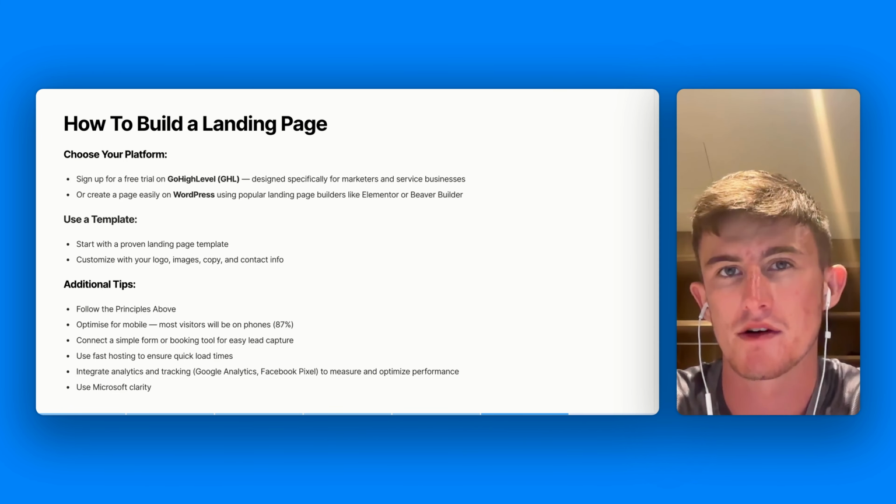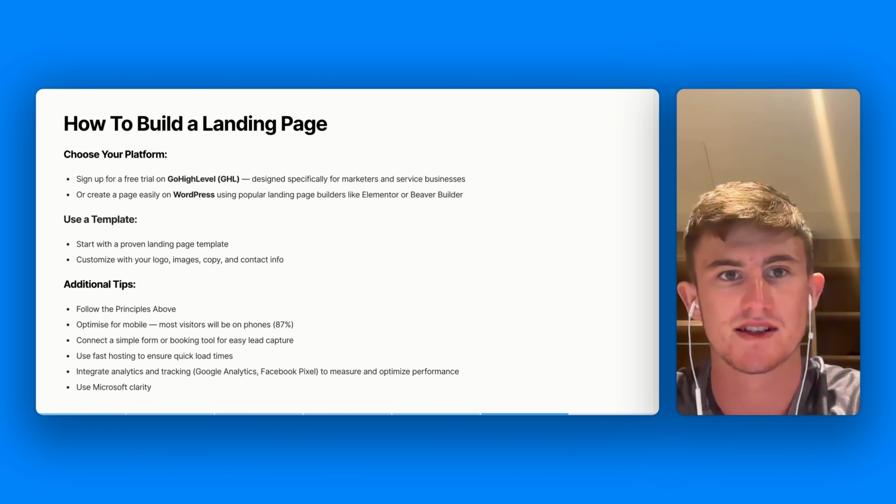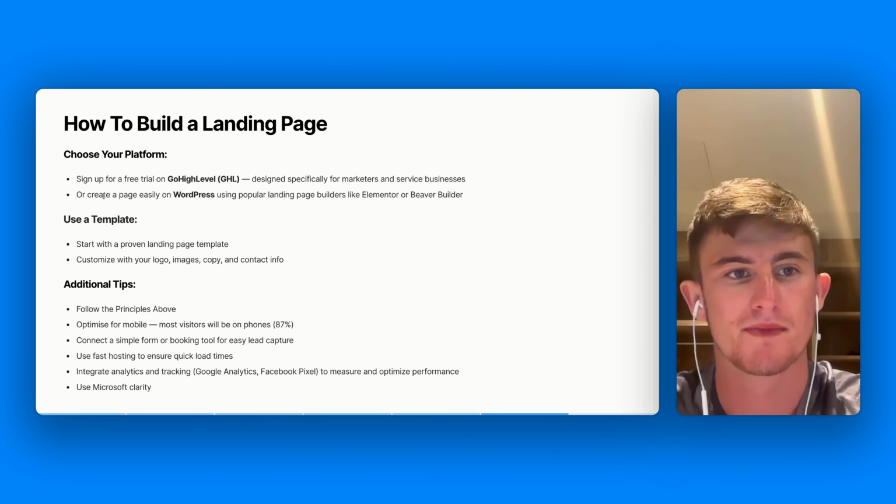But here are the rough steps anyway, so you can have some sort of guidance where to start. Step number 1 is we want to choose a platform. You can sign up for a free trial on Go High Level. Very good for building landing pages. And it's actually designed specifically for clinics and service businesses. It's very easy to manage leads. It's very easy to split test, etc., etc. So that's a really good option.